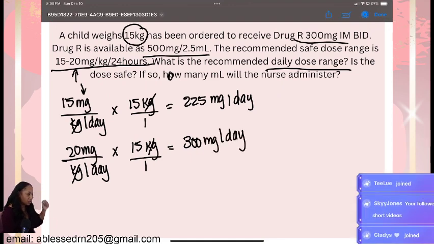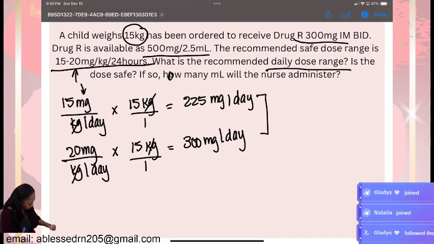All right. So these are our two numbers that we want our ordered dose to fall into. Now look here. This is the dose from the doctor. This is 300 milligrams for one dose 2 times a day. So we need to figure out, is this dose safe?